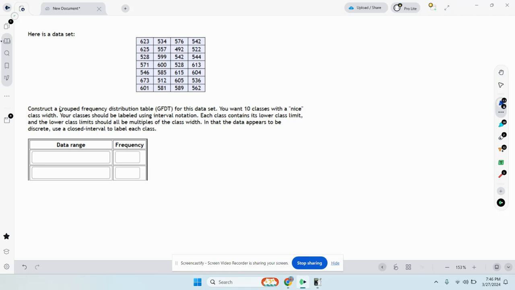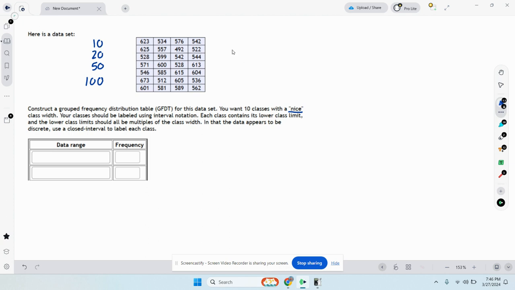Okay, so this is a construct a group frequency distribution table for this data set. You want 10 classes with a nice class width. The key word here is nice class width. So when they say nice, they mean class widths of size, let's say, 10 or 20 or 50 or 100, depending on what our range is. These are the kind of classes they're looking for. These are their definition of nice.